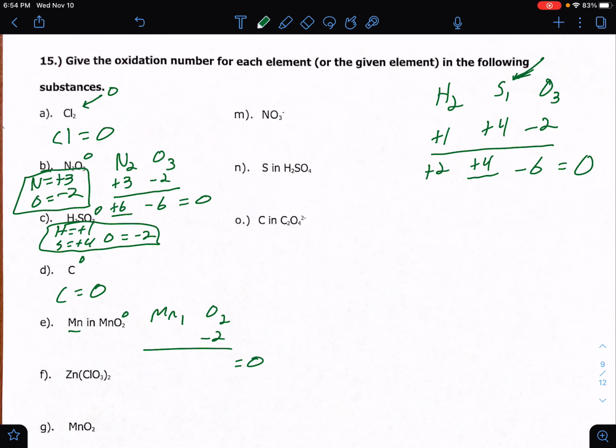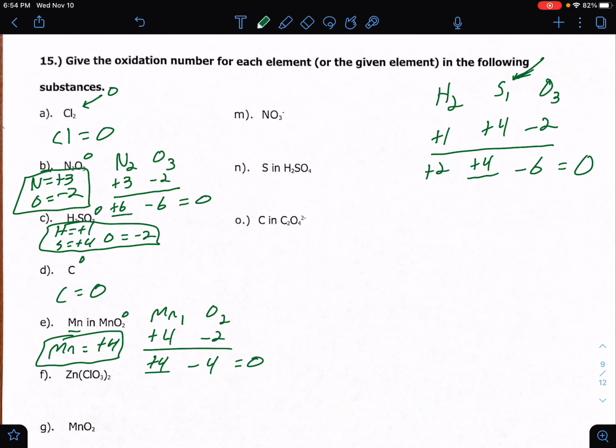So oxygen, I have 2 of them. 2 times -2 gives me a -4. Now I'm going to find my manganese. What is the charge of manganese? I need to see what plus -4 equals 0. That would be a +4. Since I only have 1 of them, 4 divided by 1 means that this manganese has a charge of +4. So that is my answer right there: manganese equals +4. Now you could have looked at that on the periodic table like we've been doing earlier, but that is just another way you could do it. You could do it either way, it doesn't matter.